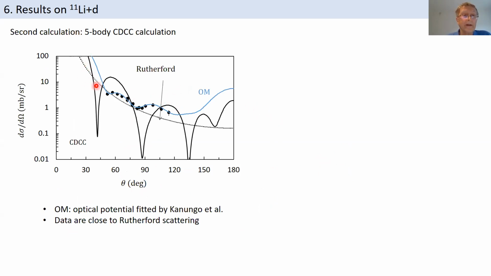So this is the CDCC calculation. These are the data. And this is the Rutherford cross-section. And the blue curve is obtained with an optical model, which has been fitted by the authors, by Kanungo et al. And a surprising result is that these data are rather close to Rutherford. And this is not reproduced by the calculation.